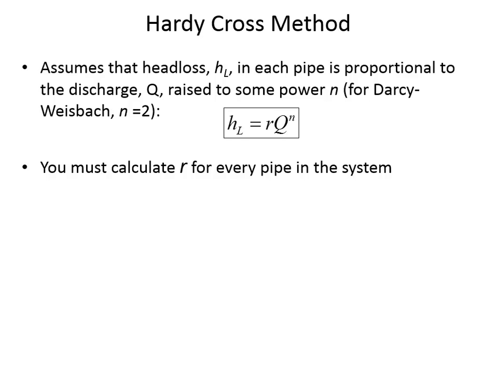Yeah? Why would it be R times Q to the N over A to the N?